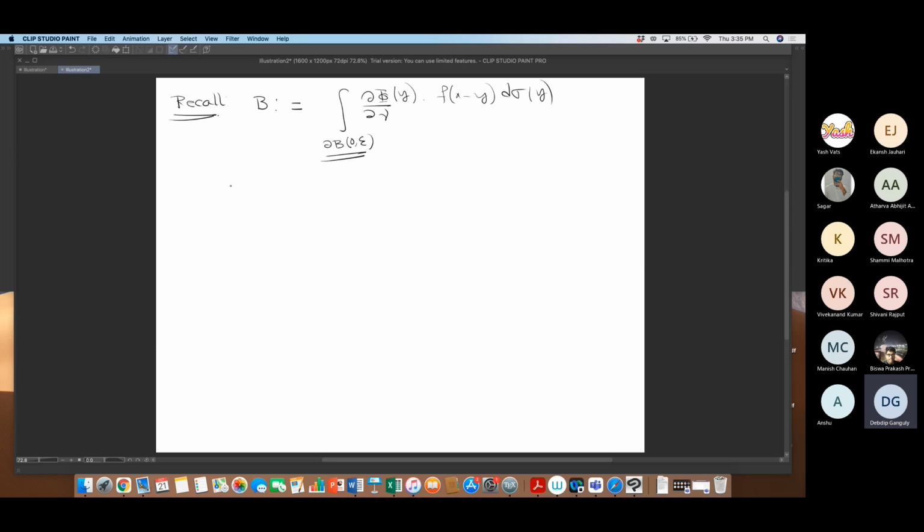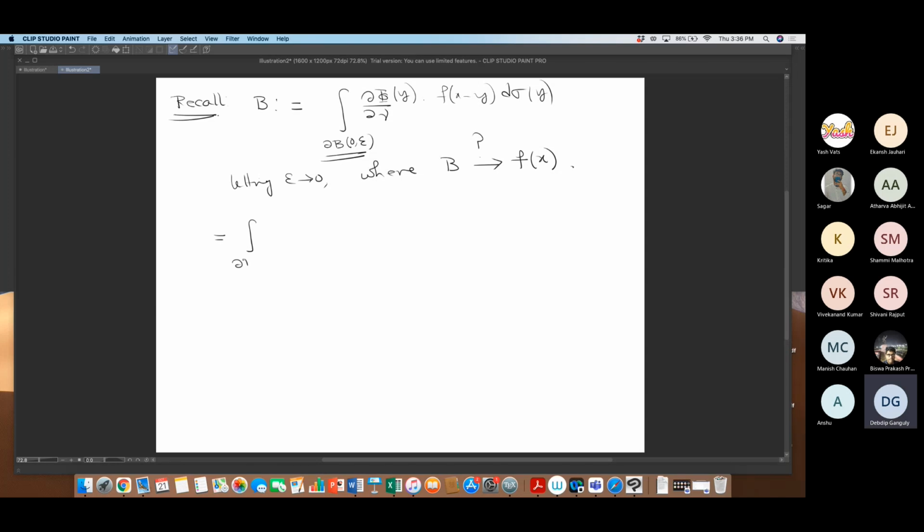Now you tell me, letting epsilon tend to 0, where will B tend? Anyone? If you remember the steps of the proof of that theorem, this is the most important step. From where do we get it? Can you remember, anyone? If you don't remember, I can do it again. B tends to f(x).